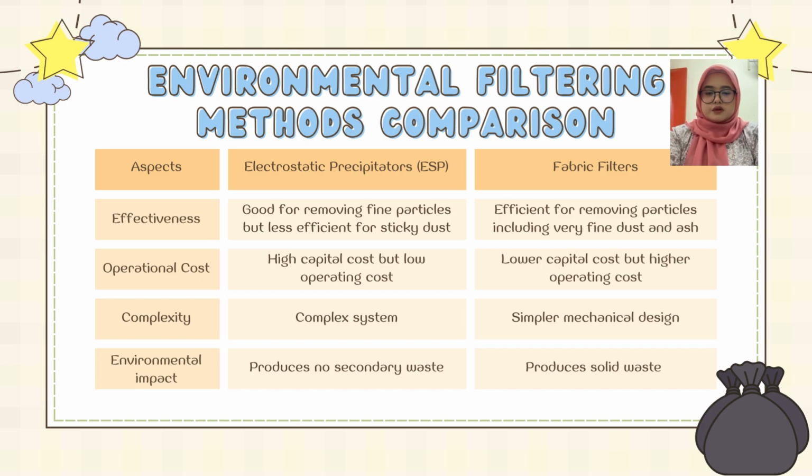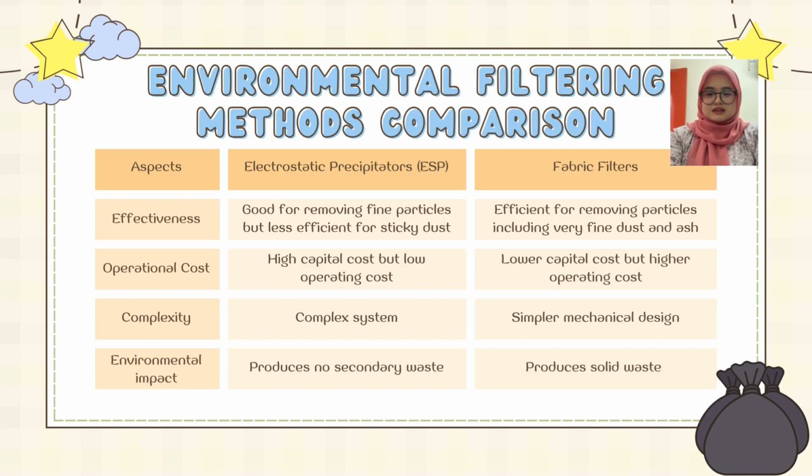ESP are good for removing fine particles from flue gas, but they are less efficient when it comes to sticky dust. On the other hand, fabric filters are more efficient as they can remove even very fine dust and ash particles. In terms of cost, ESP has a high capital cost but low operating cost, while fabric filters are cheaper to install but more expensive to maintain.